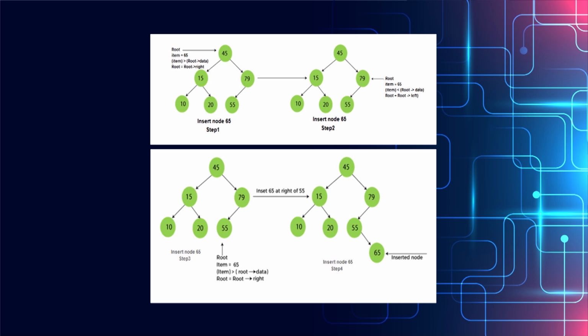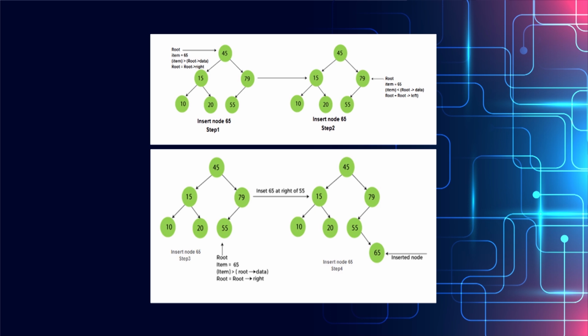So, again we start by comparing with the root item. 65 is greater than 45, which means we follow the right path of 45. So, the right successor of 45 is 79, and our new inserting item is 65. Here again we compare with the right successor 79. 65 is less than 79. So, we follow the left path. The left successor of 79 is 55.